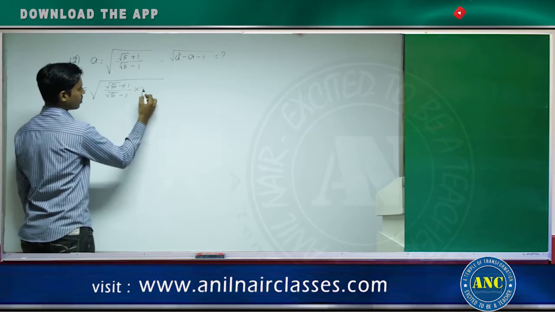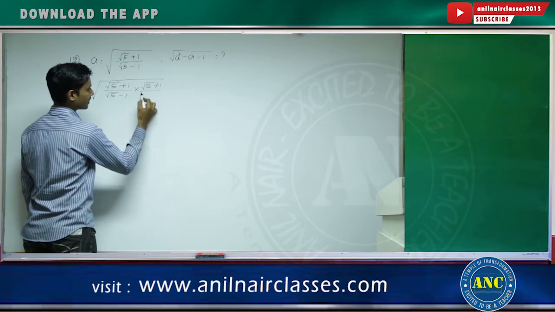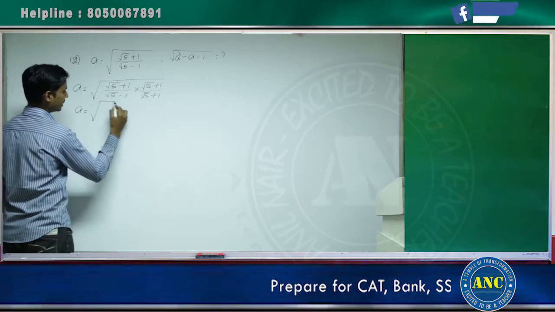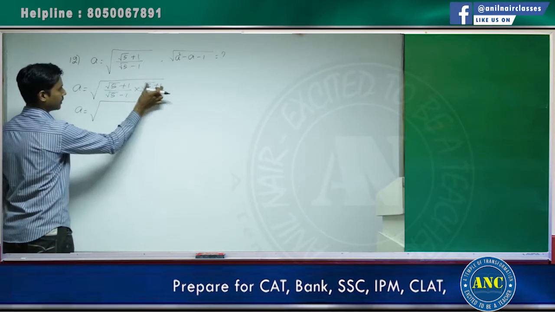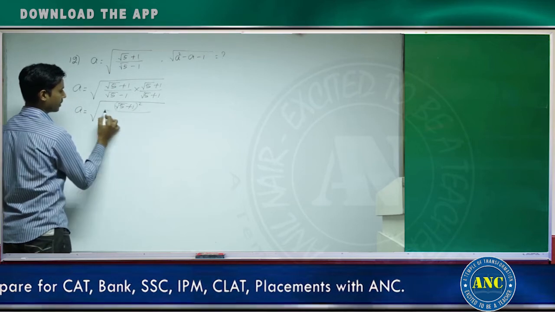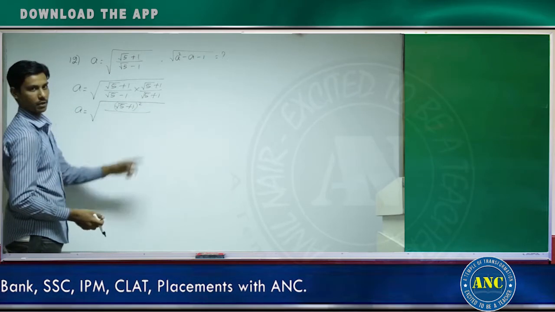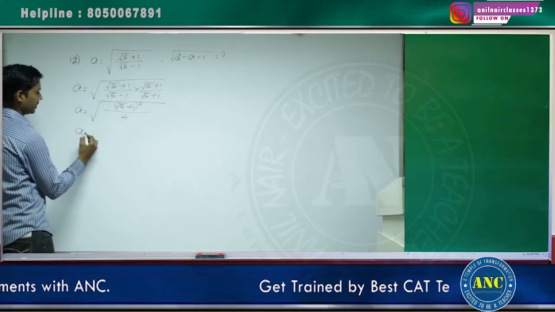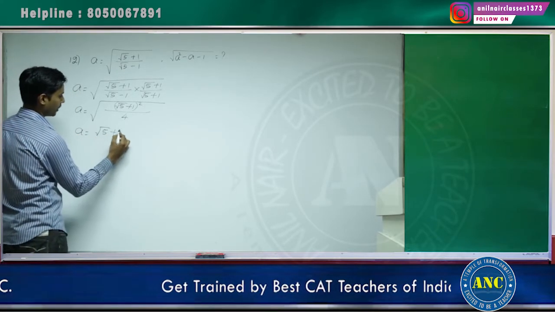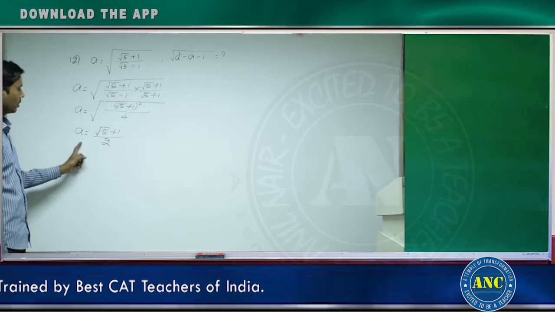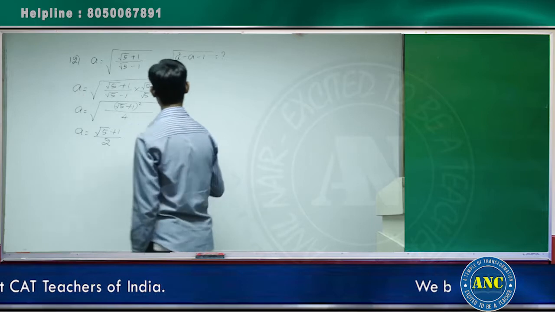I already told you, whenever it is some more different, rationalize the denominator. If I rationalize it, A is nothing but root of a plus b into a plus b, whole square, root 5 plus 1 whole square divided by a minus b into a plus b, a square minus b square. 5 minus 1 is 4. So A is equal to root 5 plus 1 divided by square root of 4, which is 2. Right? Root 5 plus 1 by 2. Now we got A as root 5 plus 1 by 2.